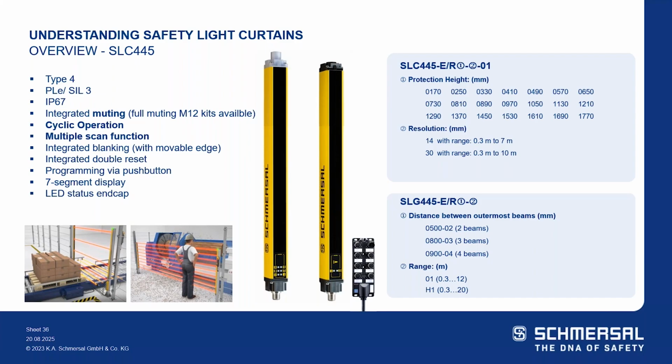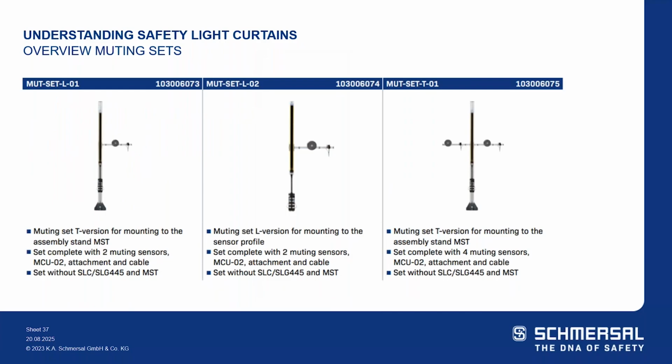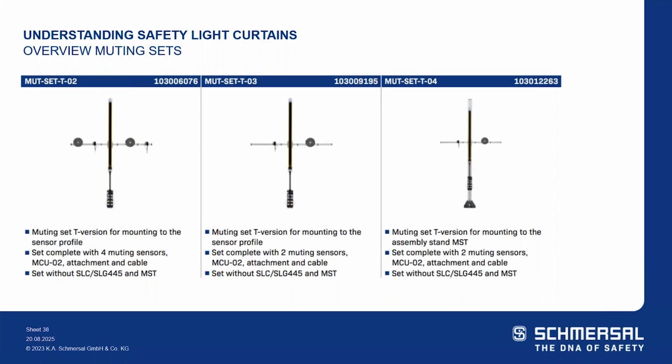So the kits are quite easy to determine whether you need the two sensors or the 4 sensors, either in an L shape or a T shape. So all the bits and pieces will come with that, with the exception of a mounting stand. This mounting stand is sold separately if you need it for the muting sets. And so we've got some nice options there to mount directly to the sensor profile or to mount onto a mounting stand. And so you order your light curtain or grid, you order your muting sensor set.